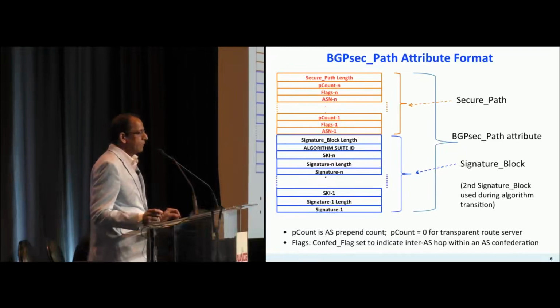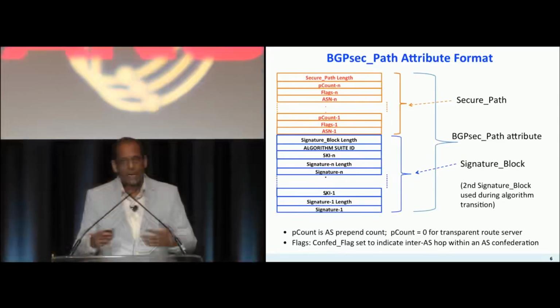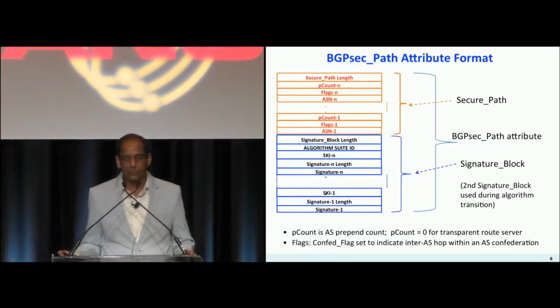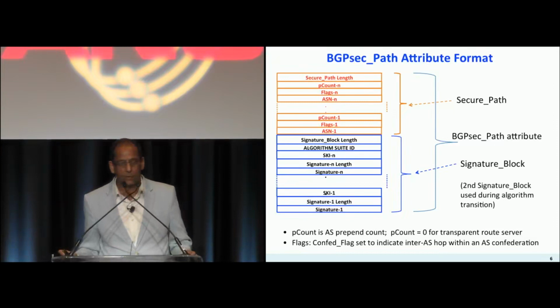Now, BGP-SEC introduces a new attribute that we call the BGP-SEC path attribute. The path attribute consists of a secure path, which includes the AS numbers in the path, and together with that, it also includes the P count, or the prepend count, for each AS. And there is also a flag field associated with each AS. By setting the flag, the AS indicates that it's part of a confederation, and that information is used as the update egresses from the confederation.